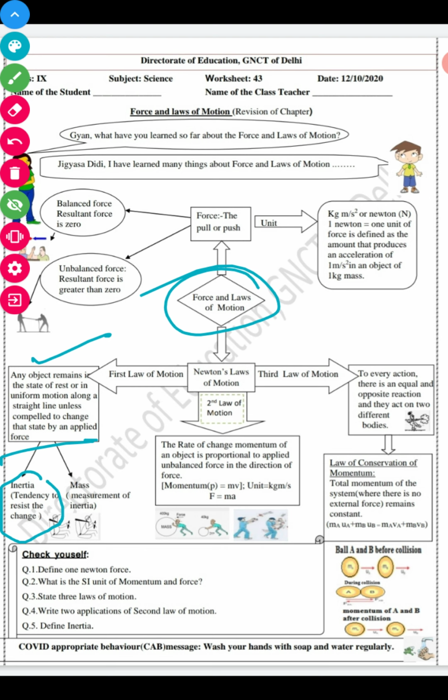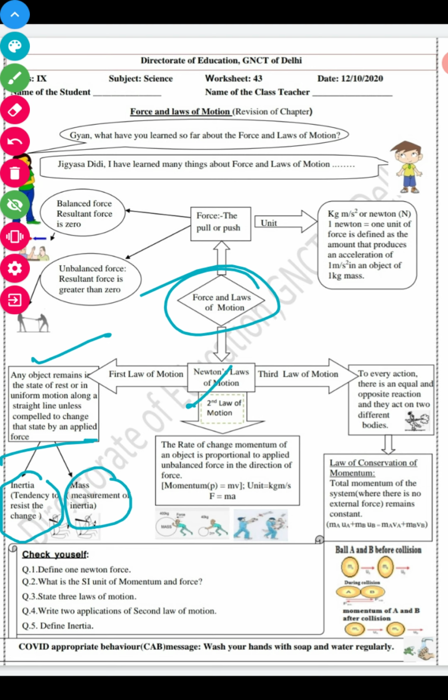Inertia means what? It is the tendency to resist the change in the state of an object, and it is the measurement of mass. Means more mass, more inertia; less mass, less inertia.